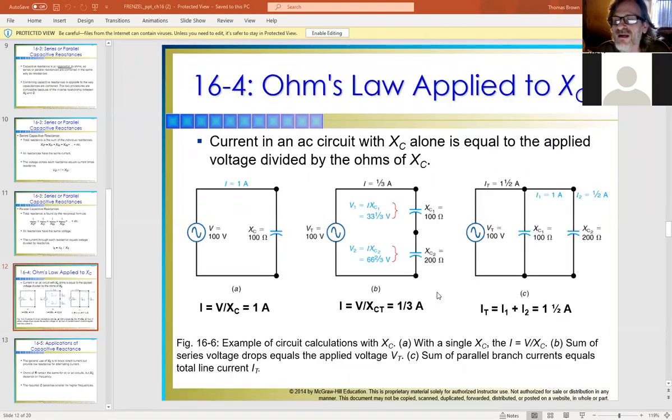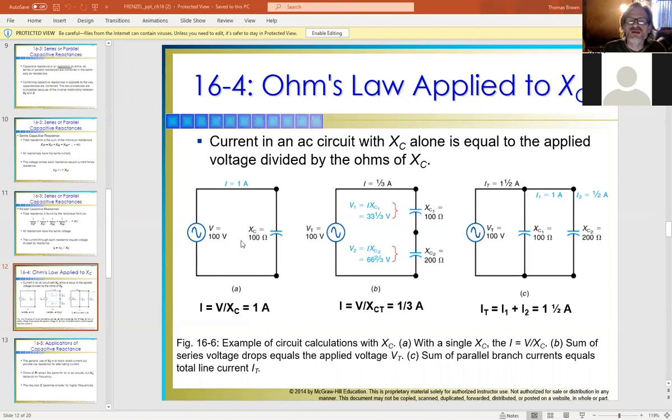And here's a couple of diagrams. Now remember, this is just purely reactive. There's no resistor in this circuit. All we have is our energy source with one capacitor, and like in the very first case, Ohm's law still very much applies. So you can see that for this capacitor, our X of C, our reactive rating in this case, is 100 ohms. So if we had 100 volts with 100 ohms, what's our current? It would be 1 amp.